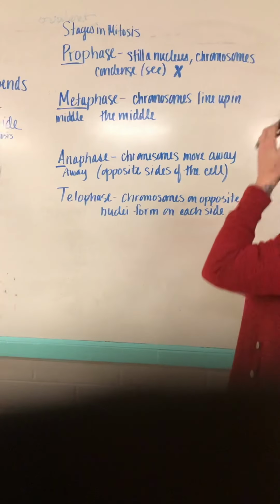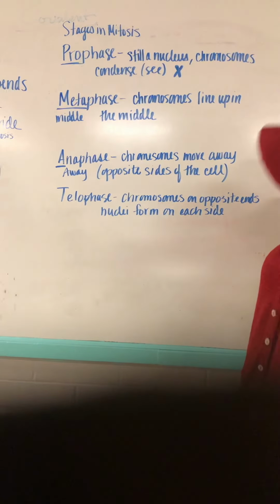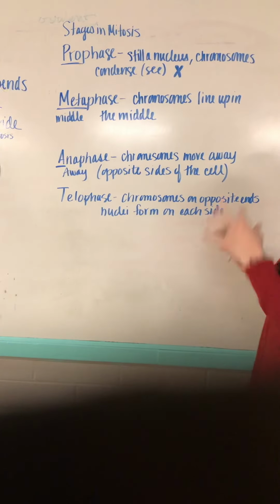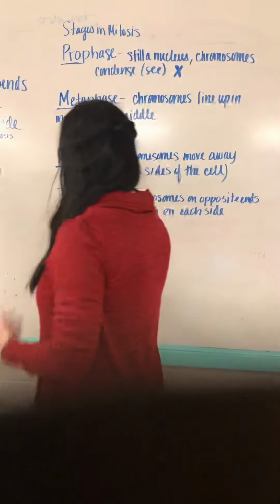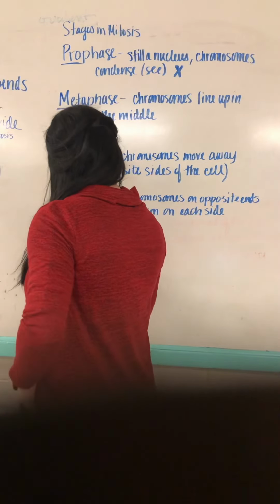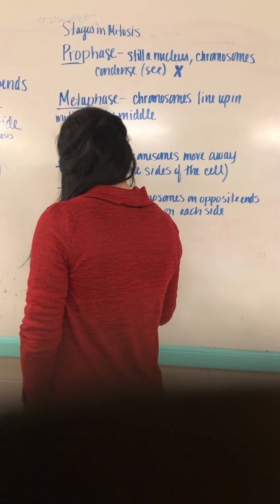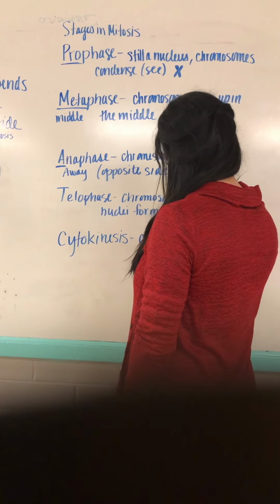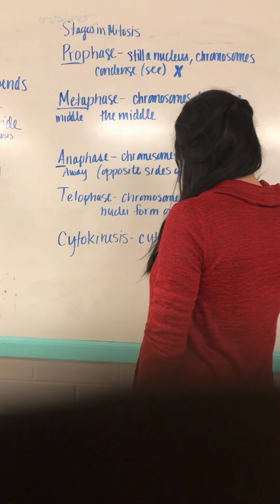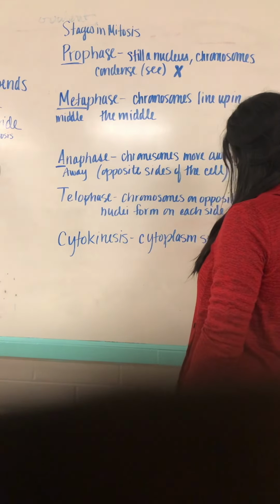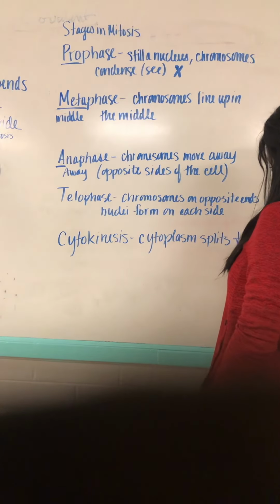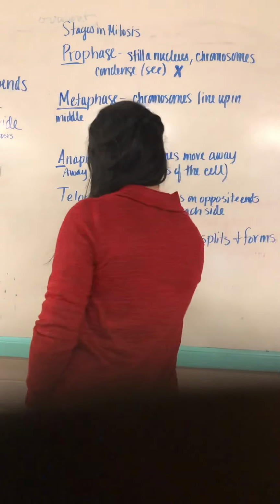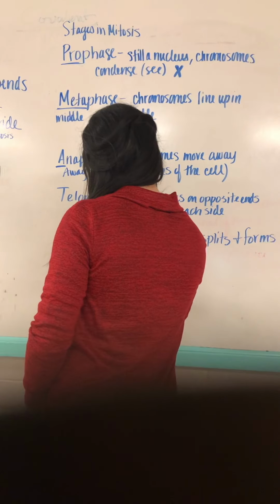So with telophase, you've got the nucleus forming on the sides, the chromosomes on the sides, and then the last part is cytokinesis. This is where the cytoplasm splits and forms two cells.